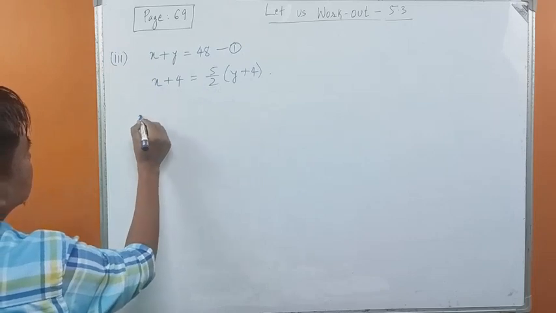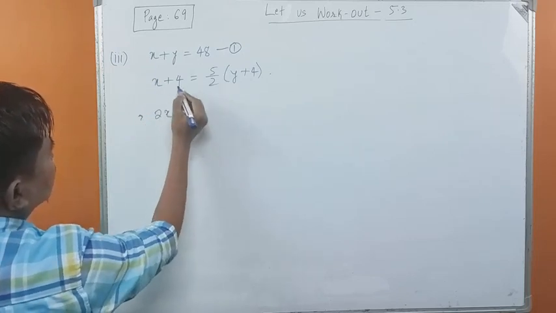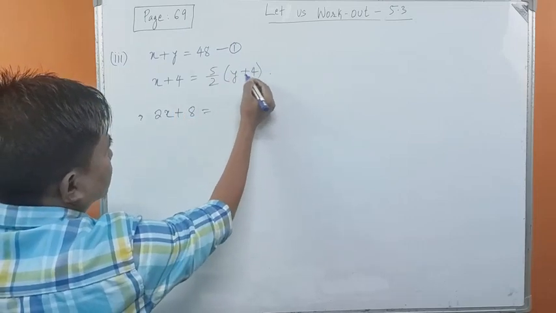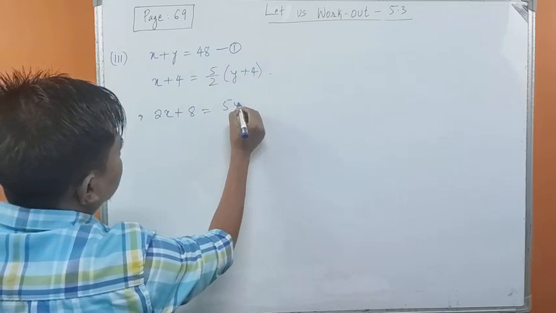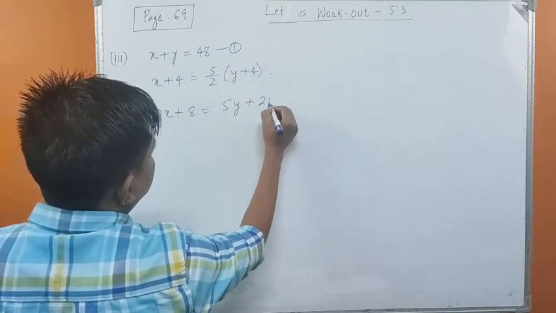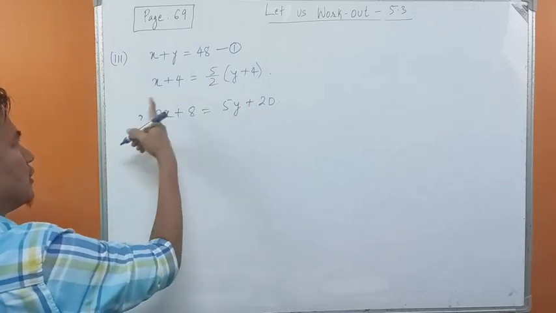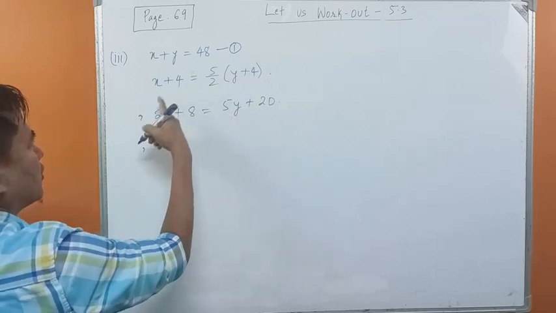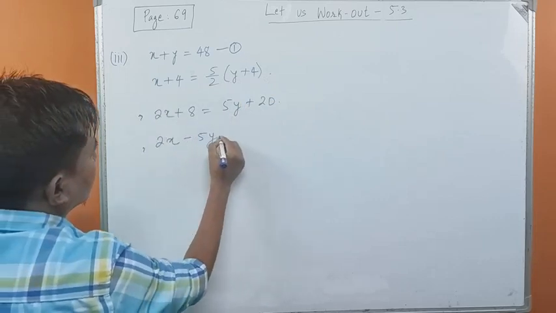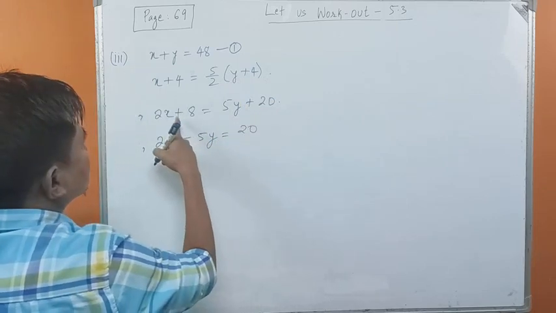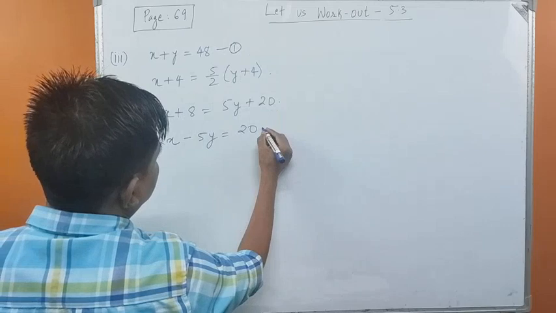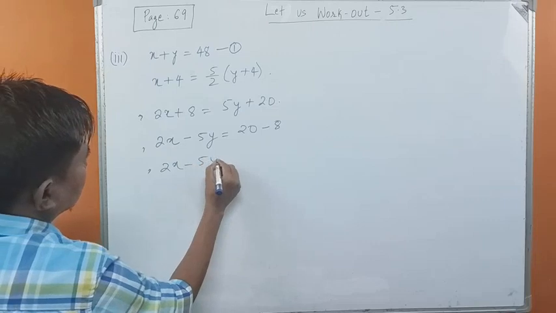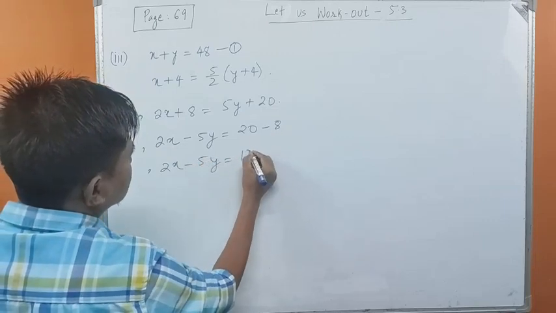2 into x is 2x, plus 2 4s are 8, equals 5. We multiply the numbers within the bracket. 5 into y is 5y, plus 5 4s are 20, isn't it? Now we bring this 5y to the left hand side and take this 8 to the right hand side. 2x minus 5y equals 20 minus 8, which is 12, isn't it? So this is equation 2.